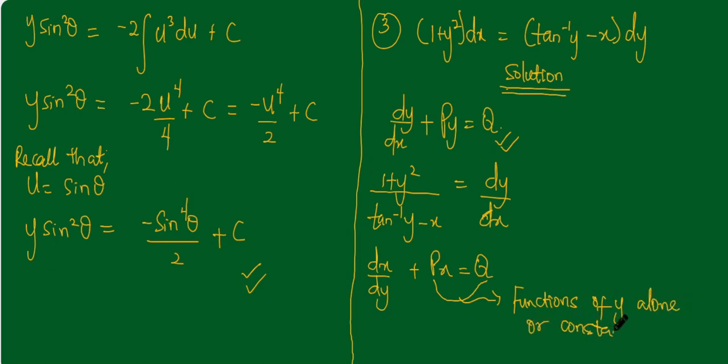So it's the same idea as the regular ones we've been doing, but in this case, x is our dependent variable, and y is our independent variable. So now let's rearrange it in that form.